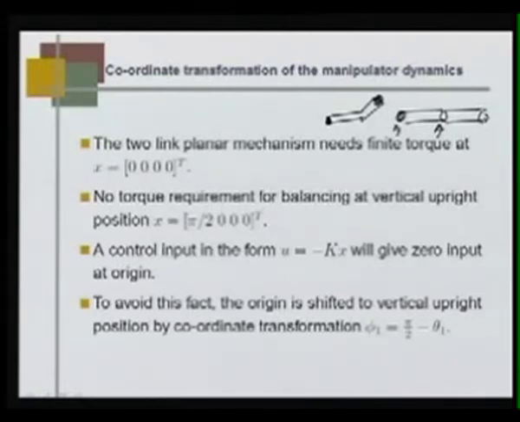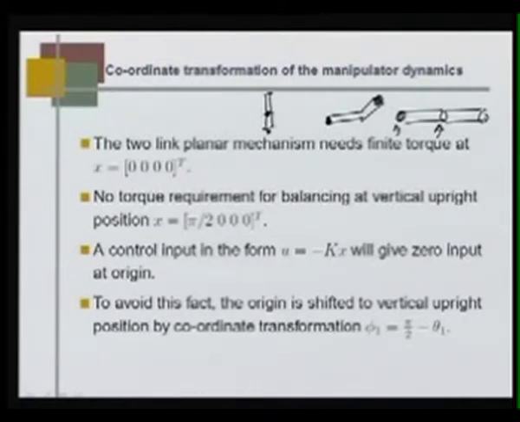But you see that in the other case, the vertical position, if I keep the manipulator there, the torque required is 0. So, that is the no torque requirement; torque is not required for balancing at the vertical upright position. If I keep two links one above the other, this is called the vertical upright position, which in state-wise terms is pi by 2, 0, 0, 0.